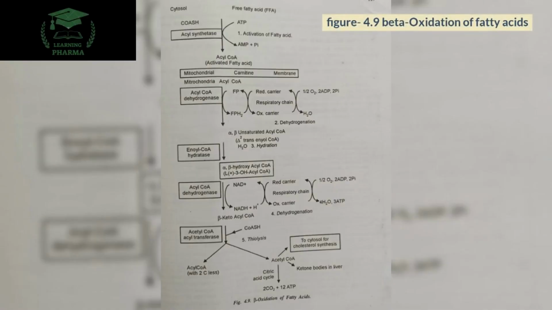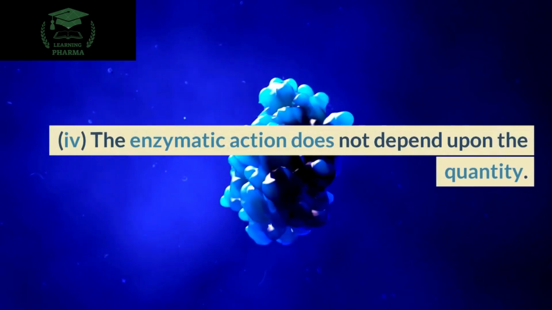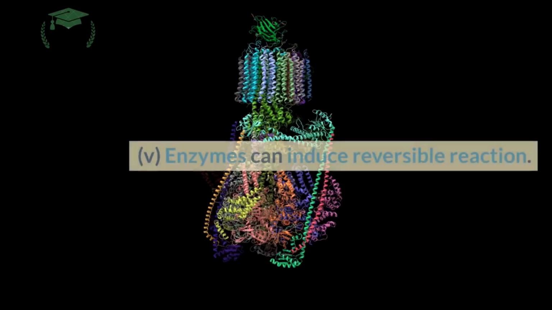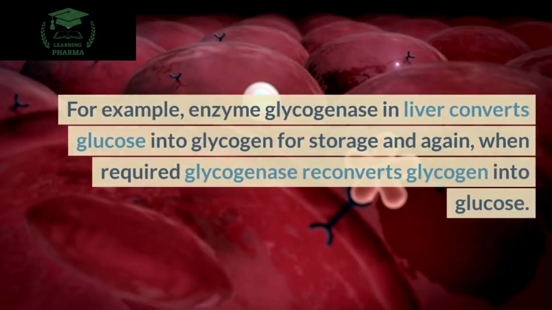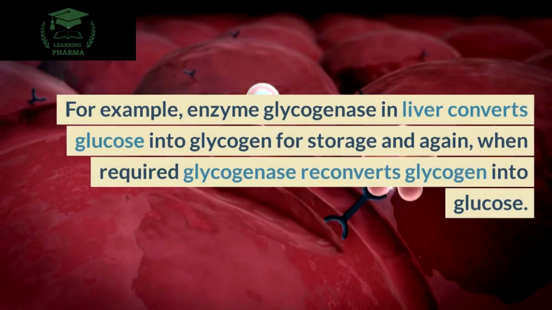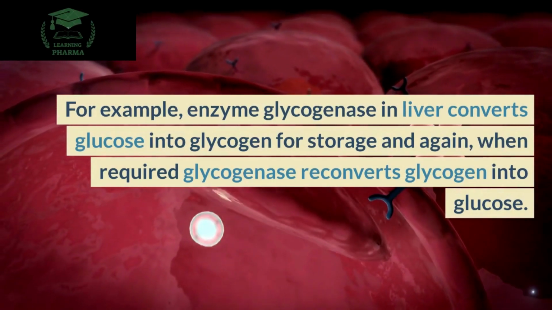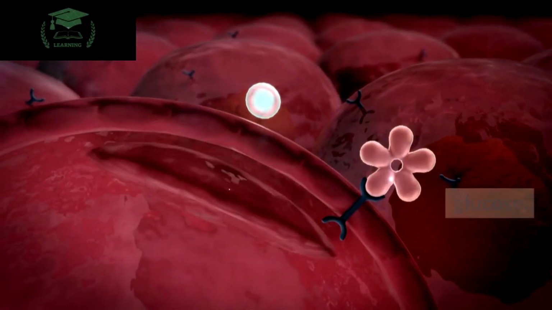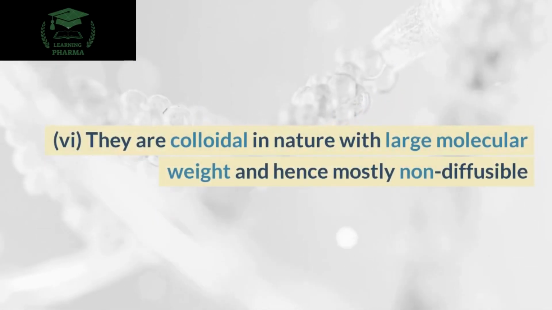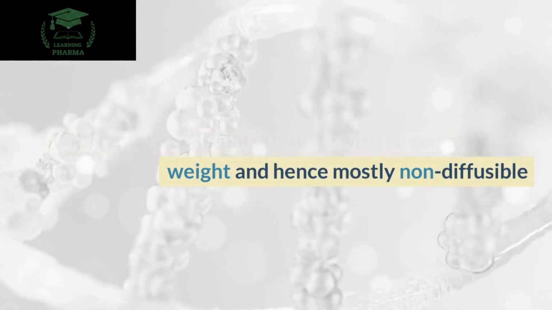Figure 4.9 Beta oxidation of fatty acids. 4. The enzymatic action does not depend upon the quantity. 5. Enzymes can induce reversible reaction. For example, enzyme glycogenase in liver converts glucose into glycogen for storage and again, when required, glycogenase reconverts glycogen into glucose. 6. They are colloidal in nature with large molecular weight and hence mostly non-diffusible.